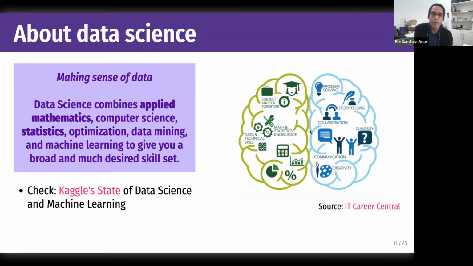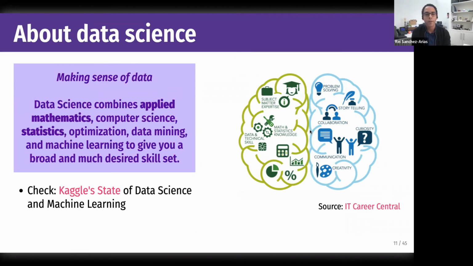It's the fact that it combines many concepts from many disciplines, including applied mathematics, statistics, computer science, optimization. There's data mining involved. There's machine learning, and it's a very desired skill nowadays, right? And of course, there's plenty of jobs as a data analyst. There's plenty of jobs as a data scientist or a financial analyst or a modeler, and many more.